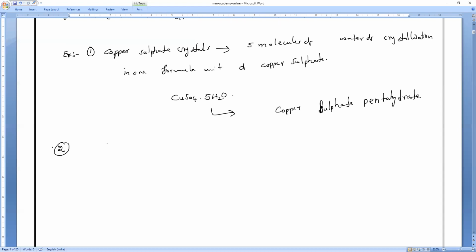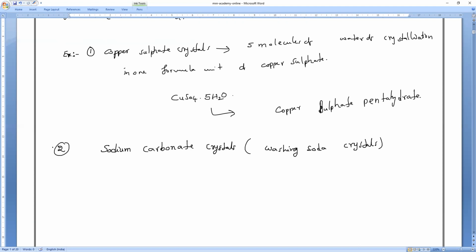Washing soda formula, tell me the scientific formula. Sodium carbonate. Yes. Sodium carbonate crystals, that is what we used to call it. What is that actually? It is actually washing soda. So washing soda crystals, if I have taken, here also the same.